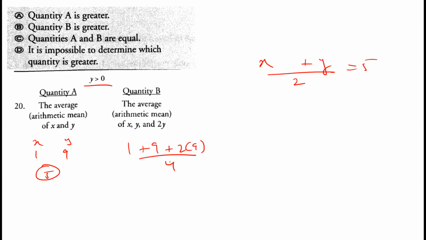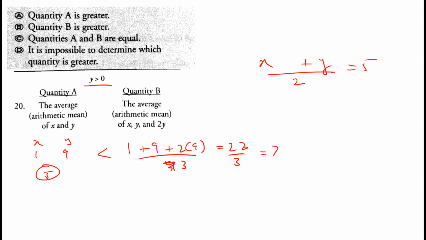Now y is greater than 0. The average arithmetic mean for x and y, x plus y. So let's suppose x is 1 and y is 9. So x plus y divided by 2 would be 5. So we have an average of 5. Over here, the average arithmetic mean for x plus y plus 2y. So this would be 1 plus 9 plus 2 into 9, divided by 3. So 1 plus 9 is 10, 10 plus 18 would be 28. So 28 divided by 3 would be about 9. In this particular case, quantity B is more than quantity A.